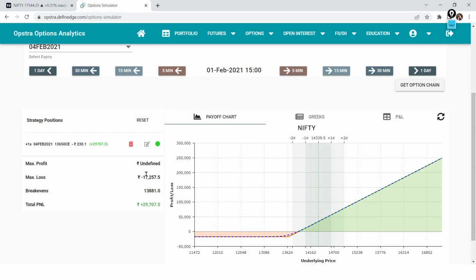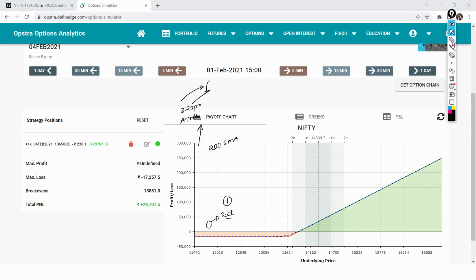Guys, try to understand, this is a profit made on a single lot, right? Are you getting it? If you just observe over here, this was the deployed capital, and this is the profit that you actually made, which is more than, I think, double of your deployed capital. And that is what I'm trying to say.